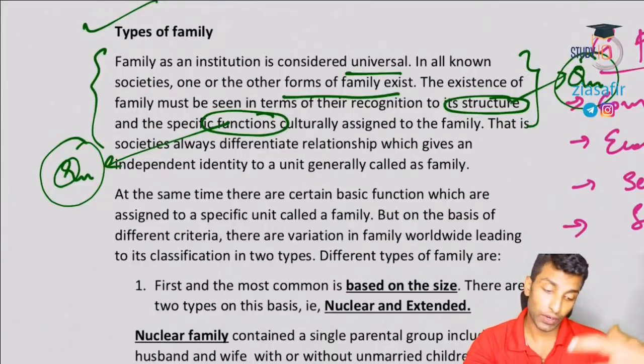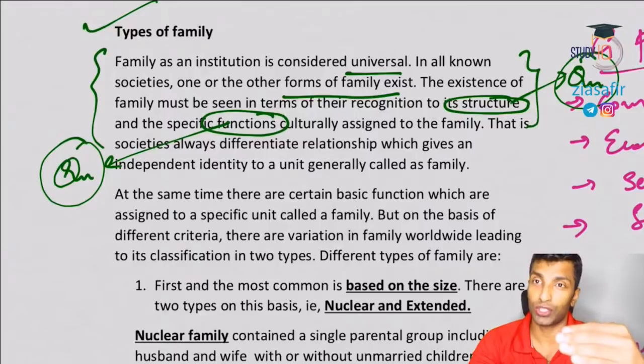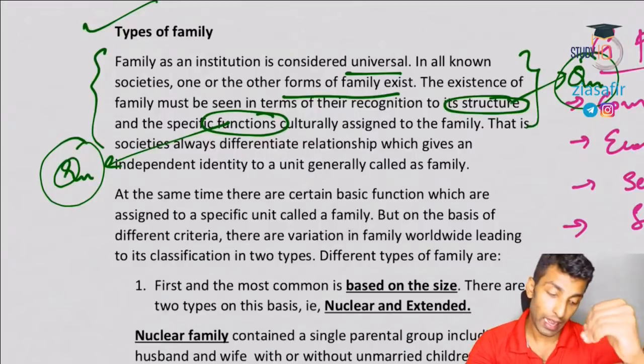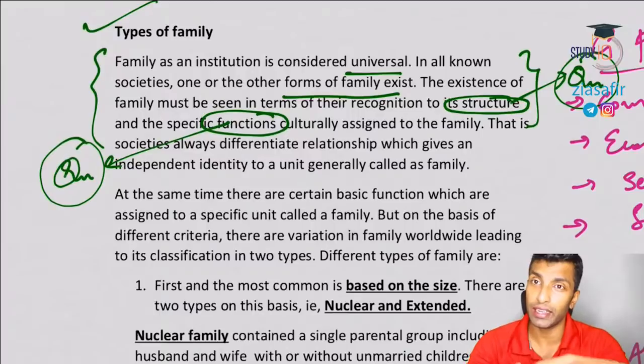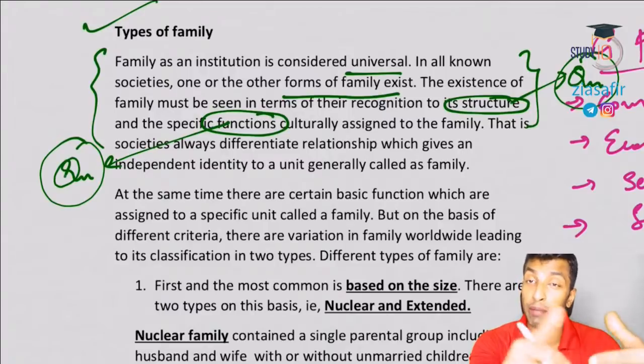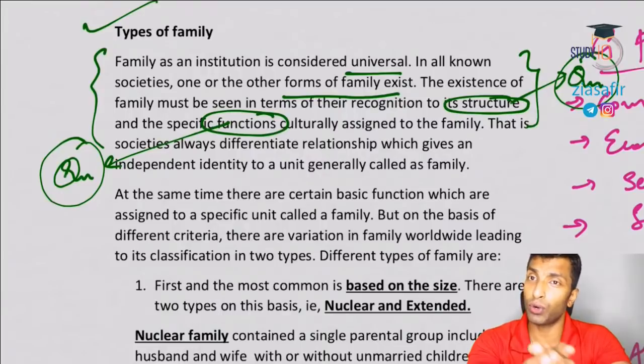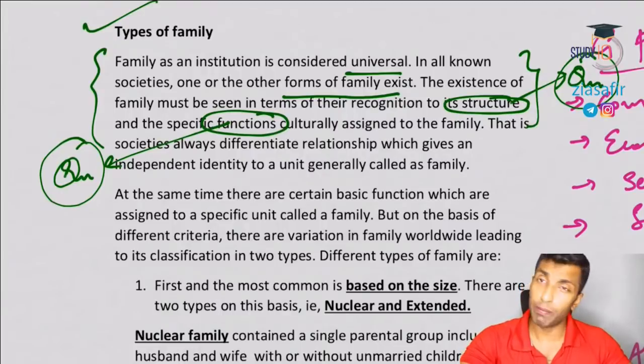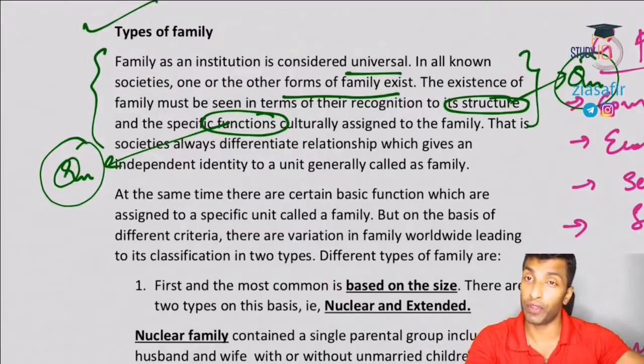In all known societies, one or the other forms of family exist. The existence of family must be seen in terms of their recognition to its structure. So there is a structure for family and the specific functions culturally assigned to it. Some functions I have told you before, and we will discuss that in future also, like sexual reproduction, economic security, emotional security, primary socialization, adult personality stabilization. So a lot of functions are there for family, and all these are culturally assigned to it. This can be a very good introduction if you get any question from family. It's a must attempt question because we have enough content for you.